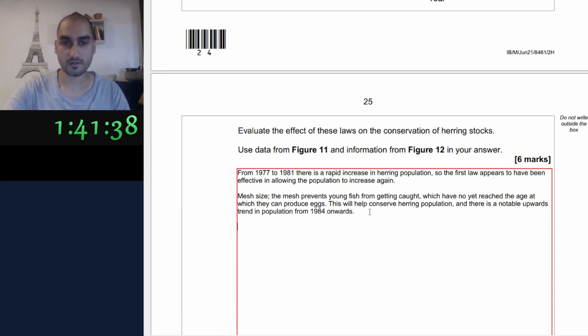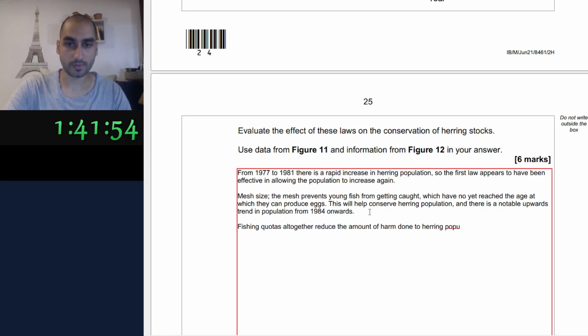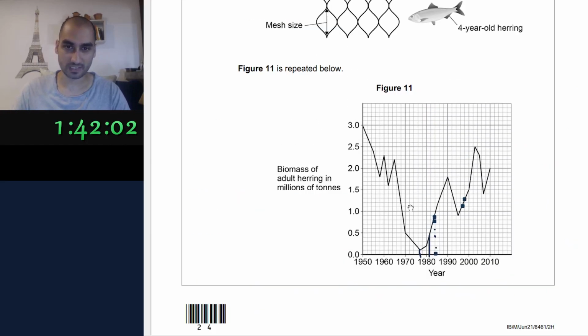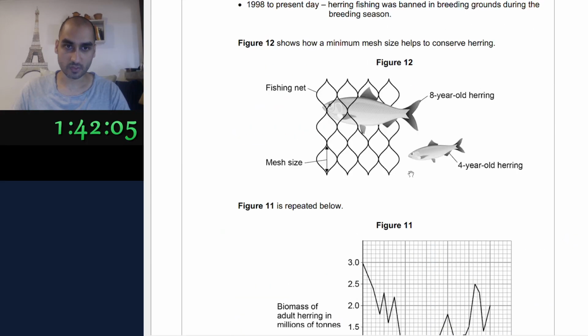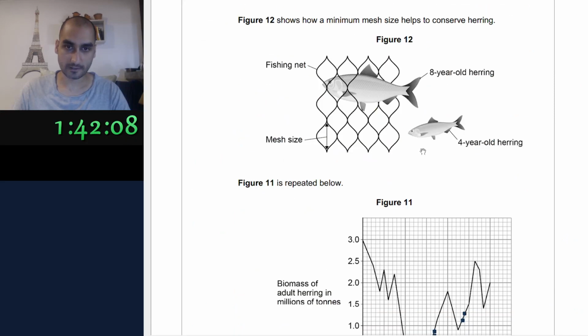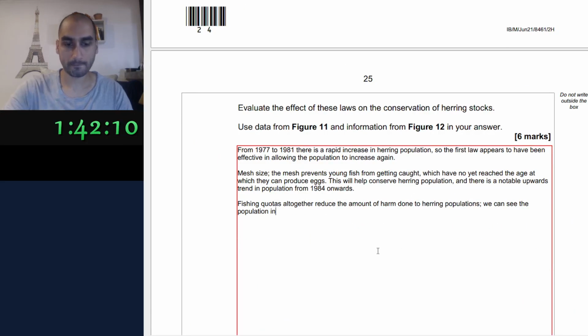Fishing quotas together reduce the amount of harm done to herring populations. We can see that these aren't the answers I would really give in real life, and I'm not sure what they want us to say. Increasing from 1907 onwards.